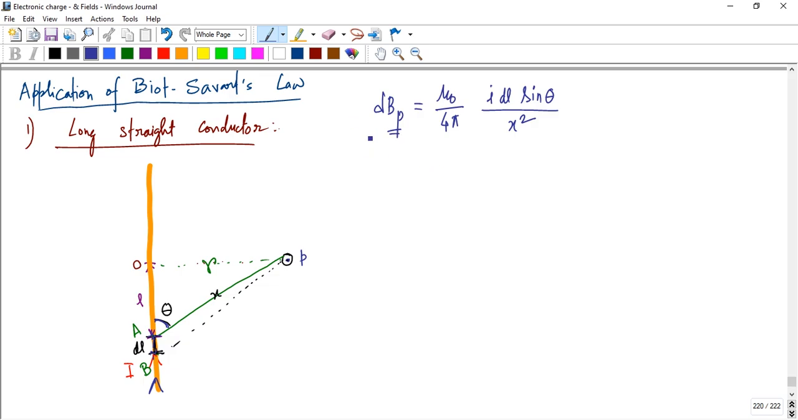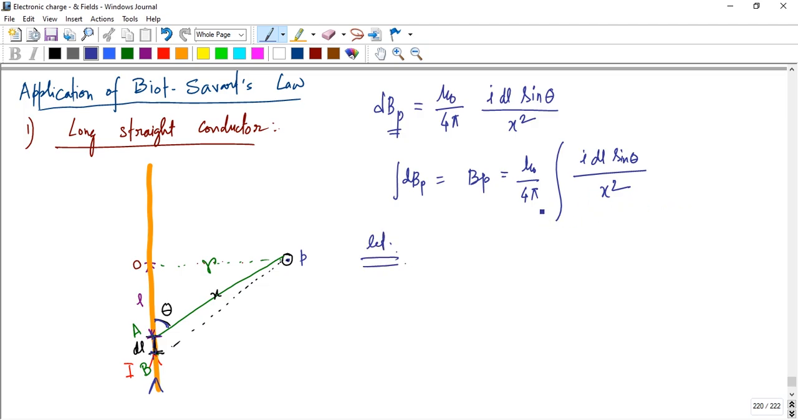Now, simply calculate the magnetic field at point P. So now integrate both sides. The integration of dB gives the magnetic field at point P, which is equal to mu 0 upon 4 pi, a constant, outside the integration, times I dl sin theta by X square. Okay, now we know the current I, theta, and X, but here we need to replace dl, so that dl turns into d theta. So now it is simple mathematics.